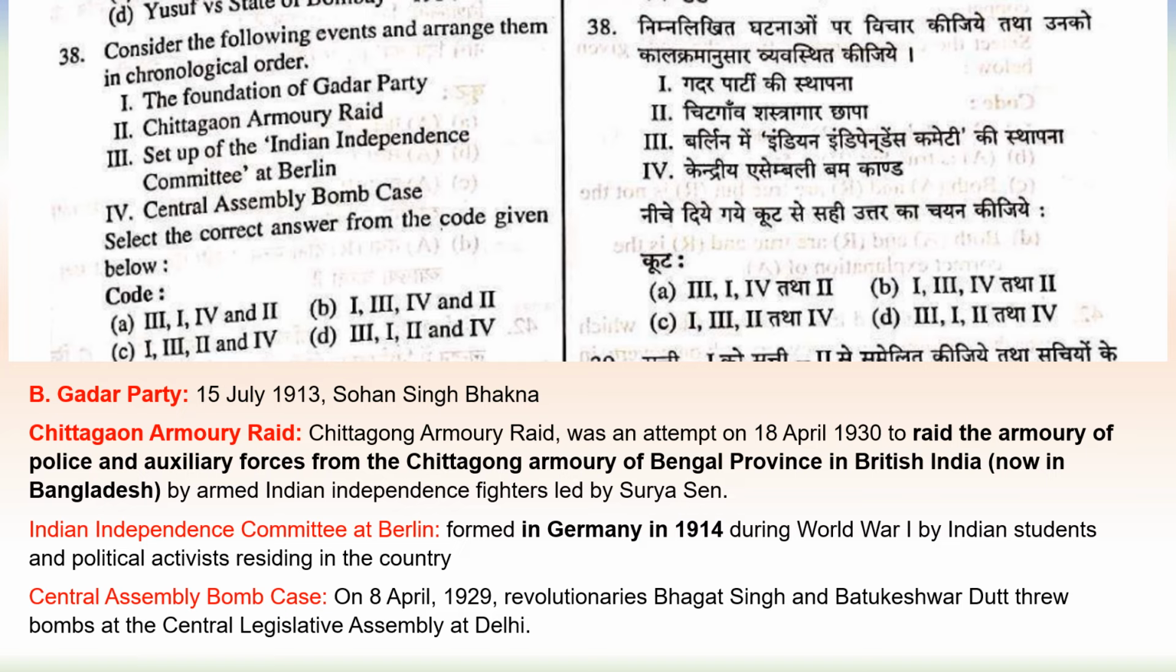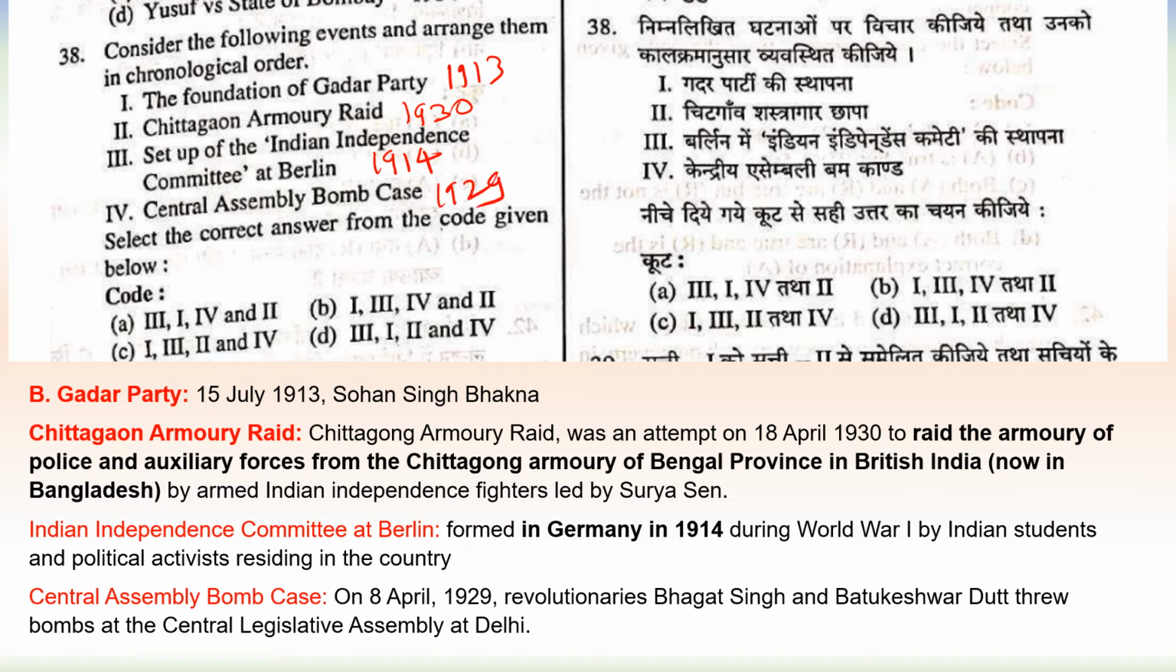Next one, consider the following events and arrange them in chronological order. The foundation of the Gadar Party, formed in 1913. Chittagong Armory raid, which happened in 1930. Setup of the Indian Independence Committee at Berlin, which was done in 1914. Central Assembly bomb case, which happened in 1929.